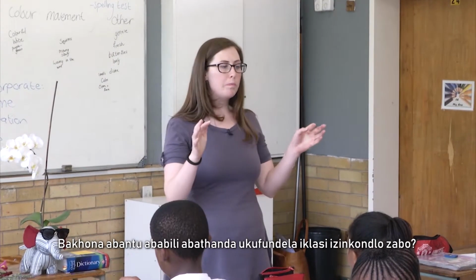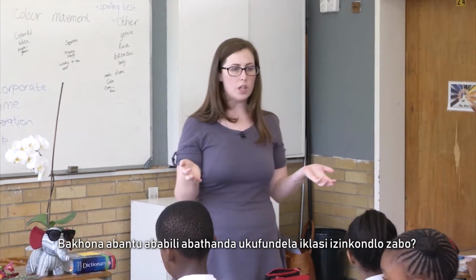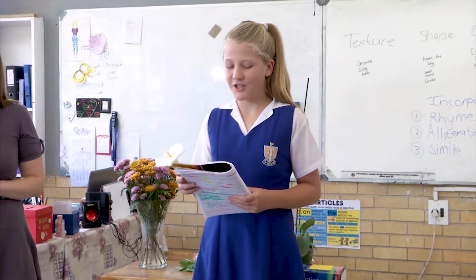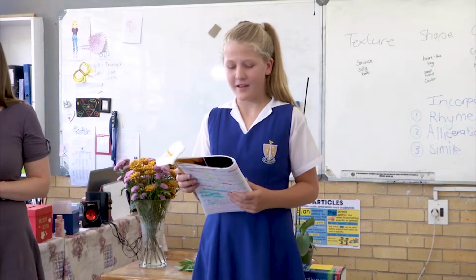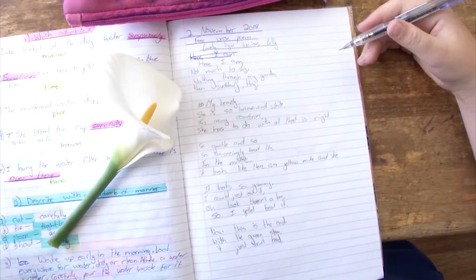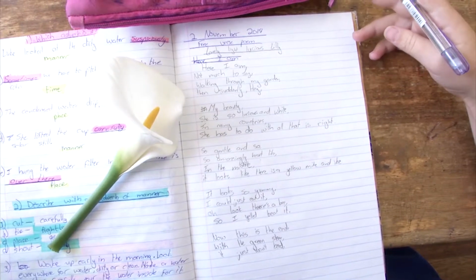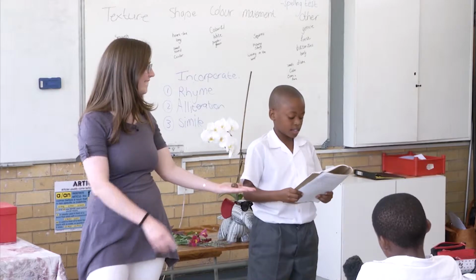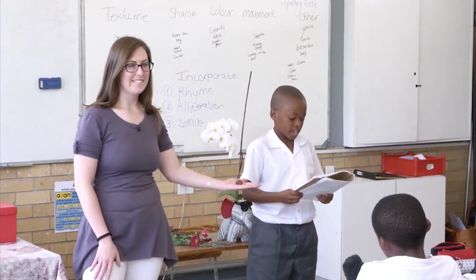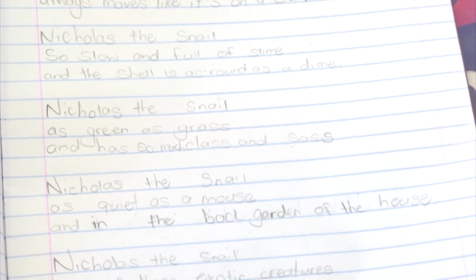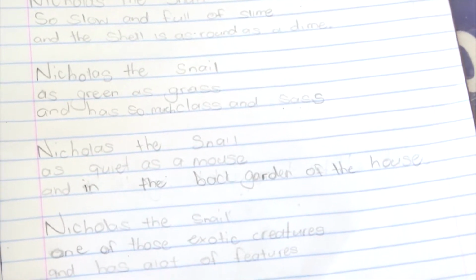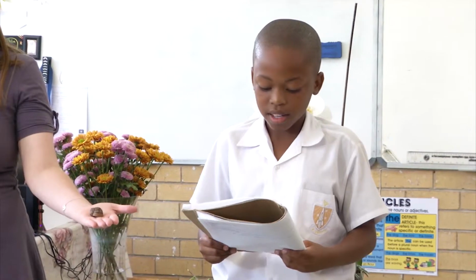Would 2 people be willing to read their poem to the class? Lovely, light, luscious lily. Here I am, not much to say, walking through my garden. Then suddenly, hey, it looks so yummy. I could just eat it. Oh, there's a bee. So I yell, beat it. Nicholas the snail, as green as grass and has so much class and sass. Nicholas the snail, as quiet as the mouse and in the back garden of the house.